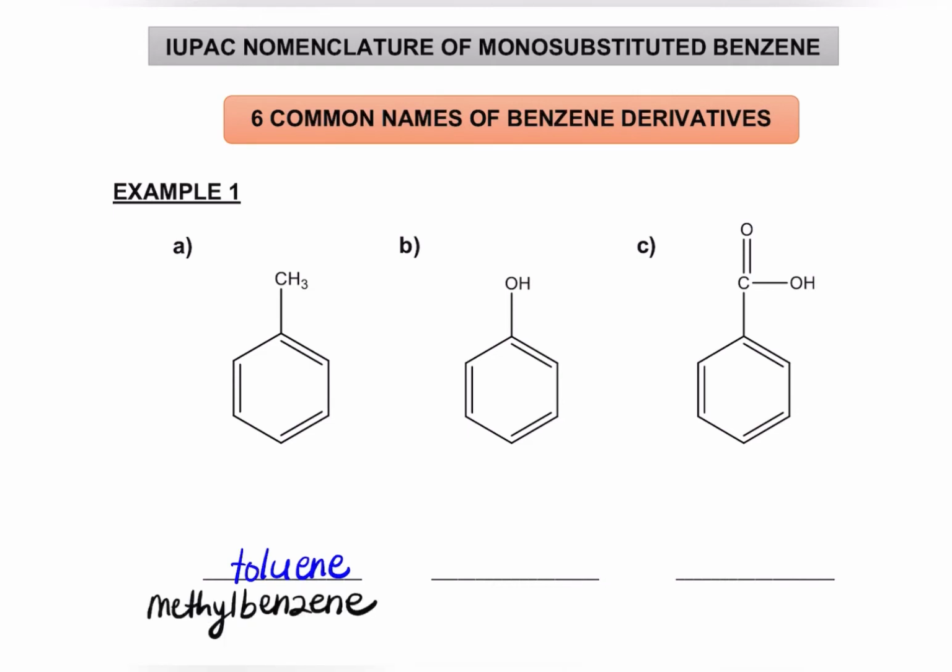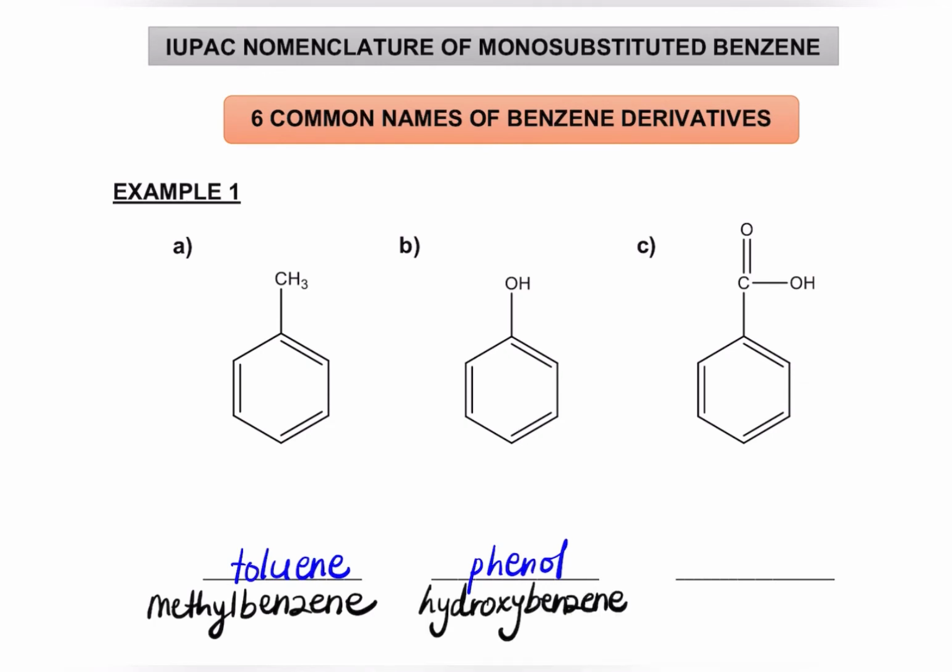Next one, we got structure B with benzene ring attached to hydroxyl group. This is what we will call phenol. Another name for phenol is hydroxybenzene.